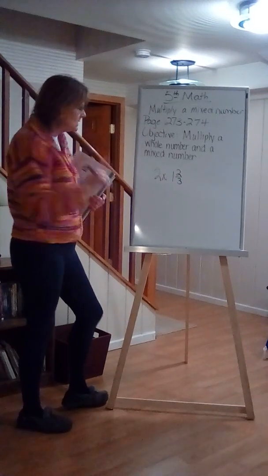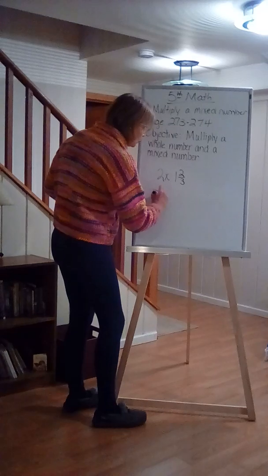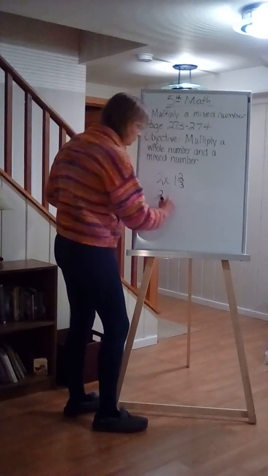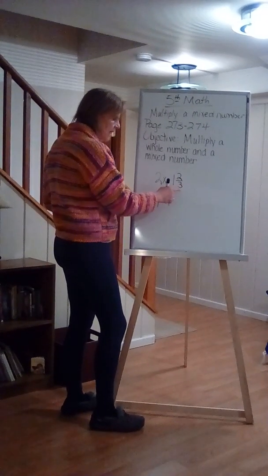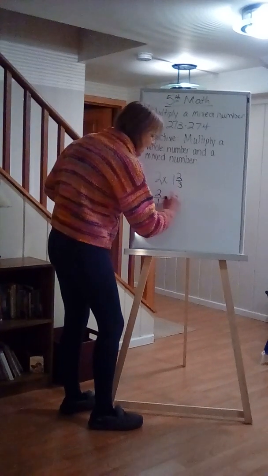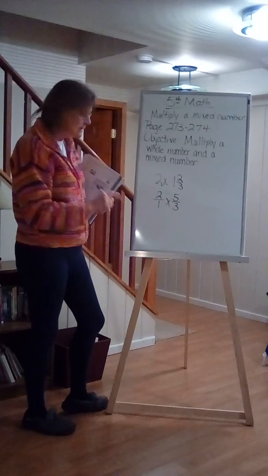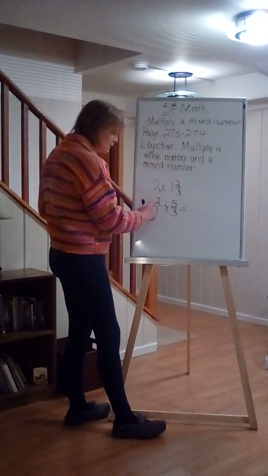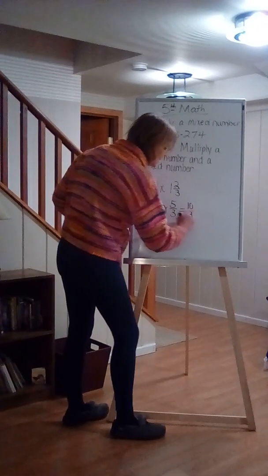We have to get this into a state where we can multiply, going straight across. So we know that 2 becomes 2 over 1. That equals 2. We change this from a mixed number to an improper fraction. 3 times 1 is 3 plus 2 is 5 over 3. Your denominator remains the same. Now we can just multiply going straight across. 2 times 5 is 10. 1 times 3 is 3.